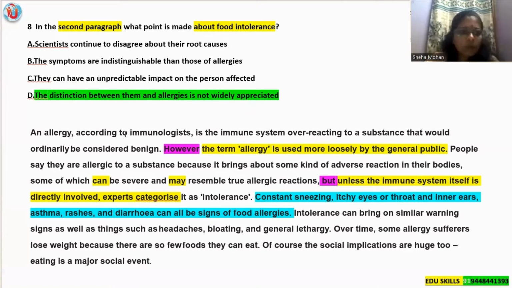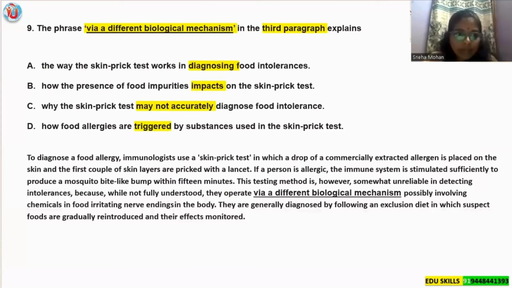Okay, I hope all of you understood question number 8 and its answer option. Next, we'll move on to question number 9. The phrase "via a different biological mechanism" in the third paragraph explains. So the keywords taken in the question are "via a different biological mechanism," and we have to jump into the third paragraph. So let us read the third paragraph.